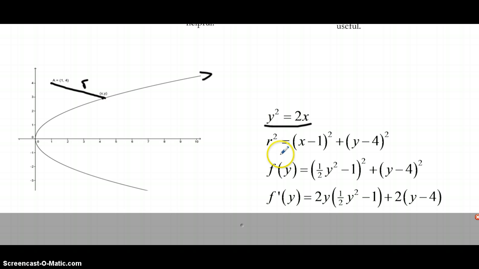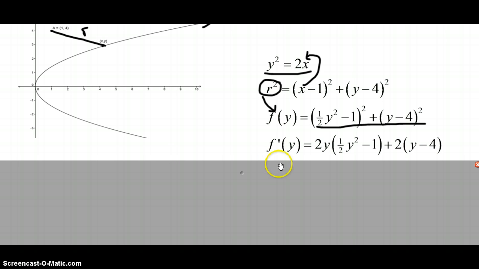I used r squared though because having a square root here makes things really messy and really challenging to take derivatives. So I just said, well, if I want r to be smallest, I also want r squared to be smallest. So I left my function as r squared. I wanted to put it in terms of one variable, so I replaced x using the original equation for the parabola, and I came up with this lovely little expression.